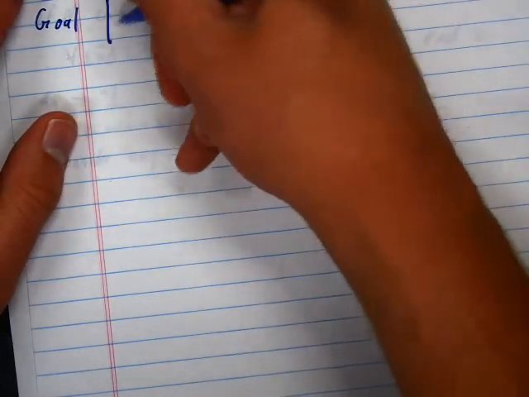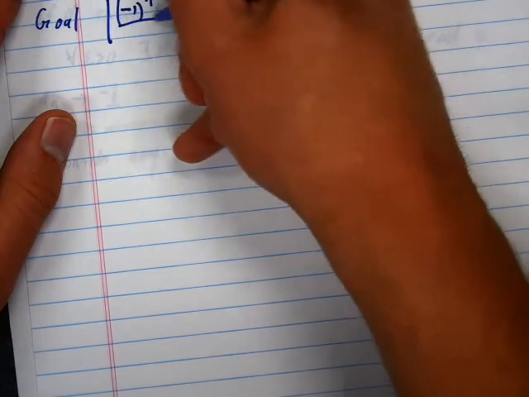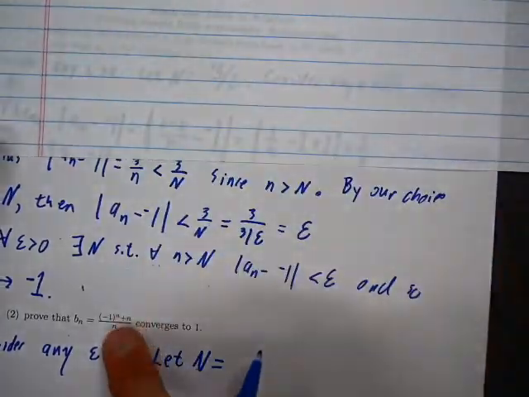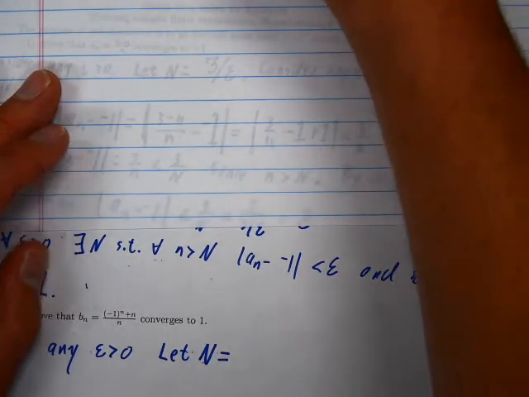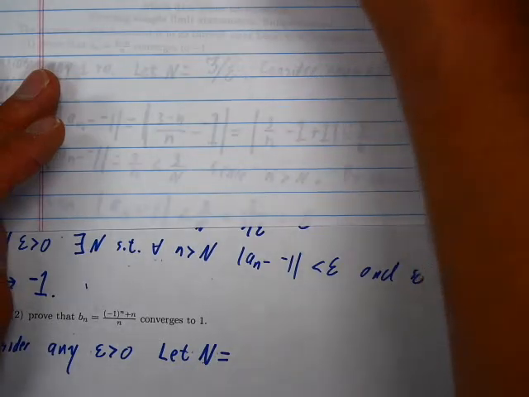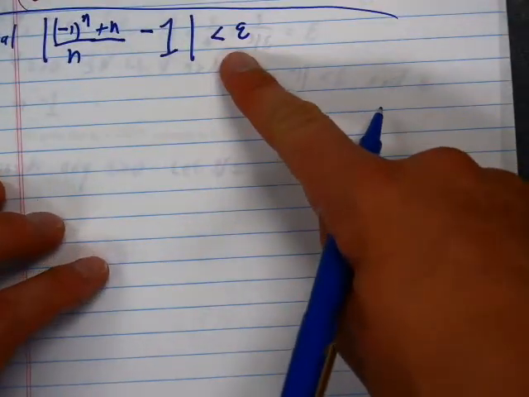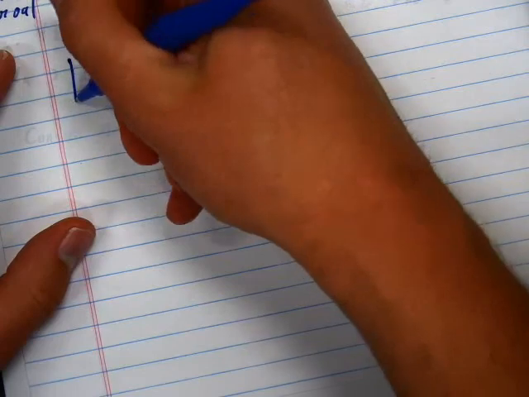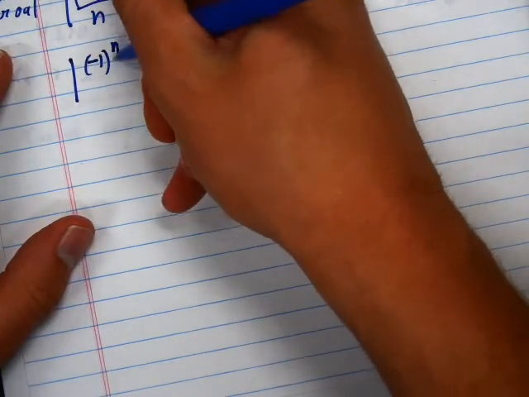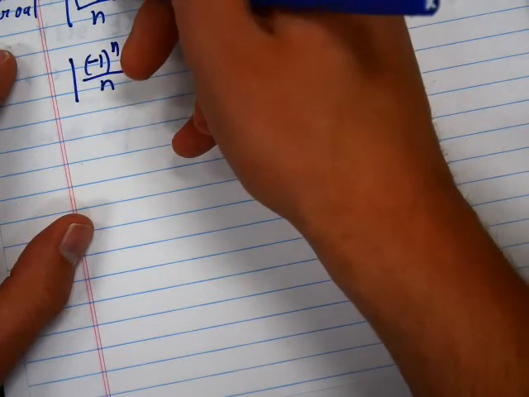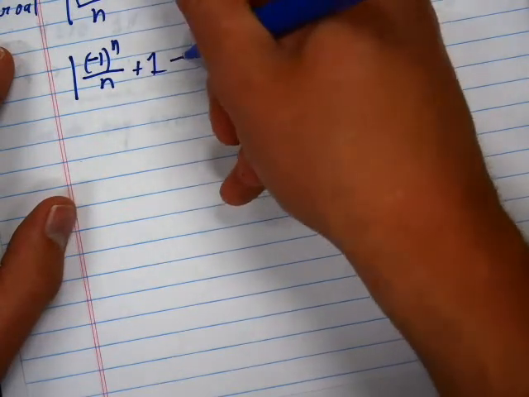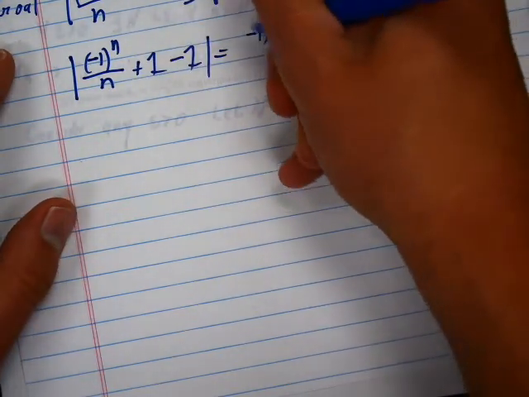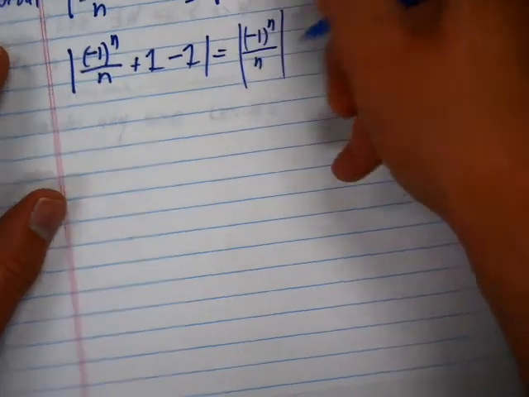Goal: ((-1)^n over n) plus n over n. We think that the limit is 1. We need to try to figure out what values for n result in that happening. So let's just go through and simplify. Let's distribute: (-1)^n all over n plus n over n. n over n is 1, minus 1, is equal to the absolute value of (-1)^n all over n.